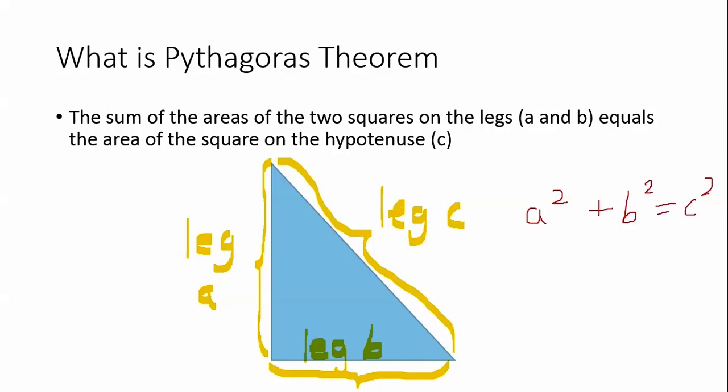But if you want it directly, you can just do c is equal to the square root of a squared plus b squared. In this way you will be able to get the direct answer. C is equal to the whole square root of a squared plus b squared.